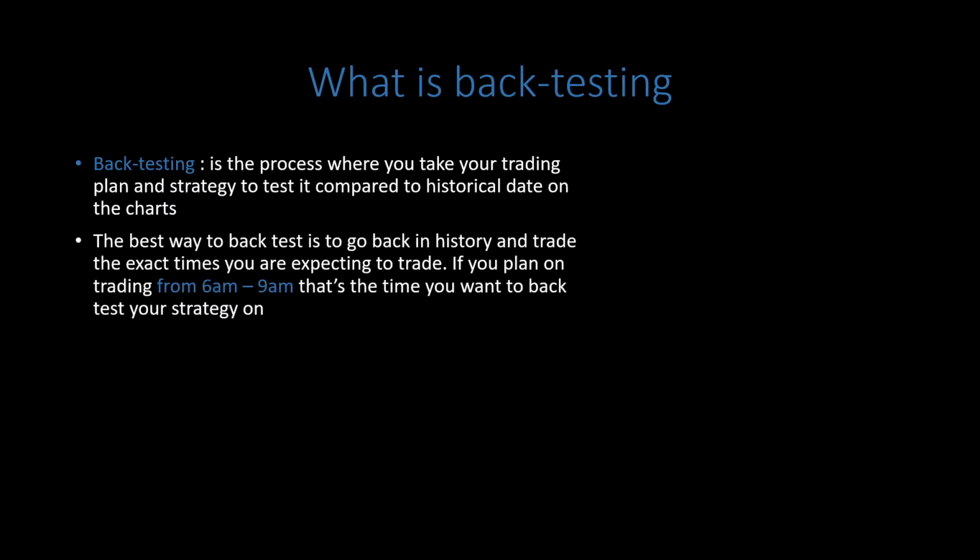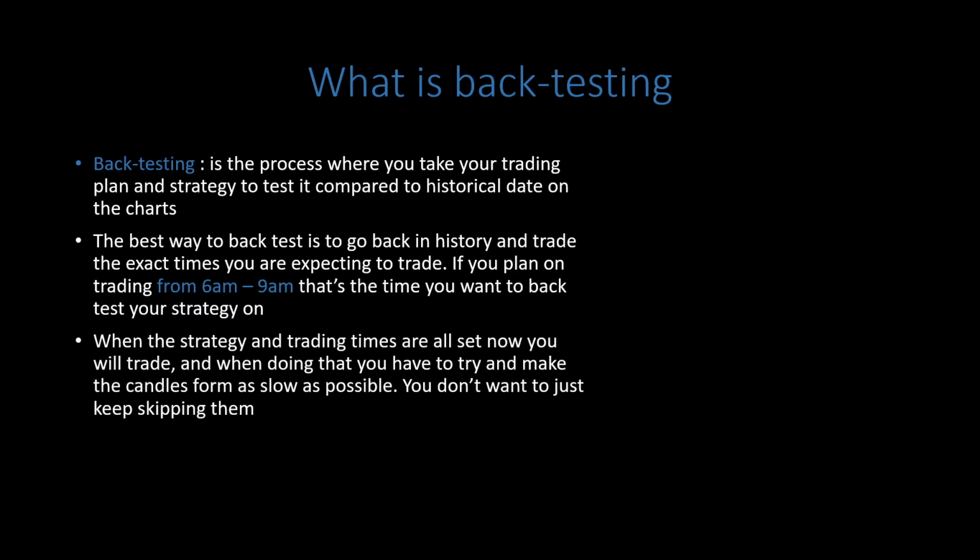The best way to backtest is to go back in history and trade the exact time you're expecting to trade. If you plan on trading from, for example, 6 to 9 a.m., that's the time you want to backtest your strategy on. If you have a job and 6 to 9 doesn't work for you, then see what time works. For example, if you plan to trade from 5 a.m. until 7 a.m., that is the time you want to backtest your strategy on, so you know that your strategy works during that time and will be useful and successful in the live market when you do live trading.